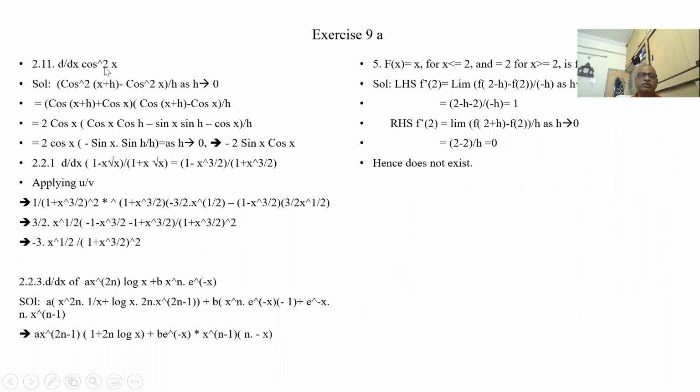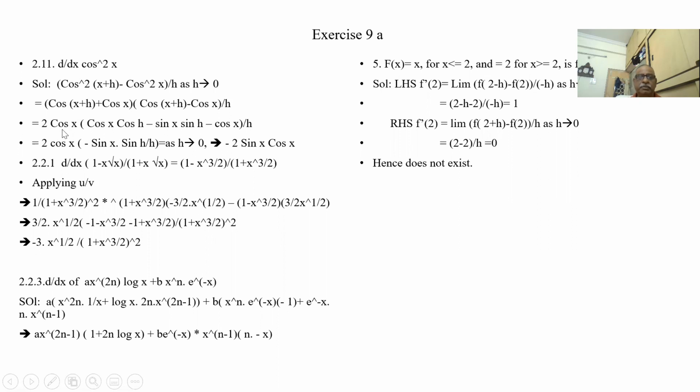So dy/dx of cos square x. So cos square(x+h) minus cos square x by h. This is a plus b into a minus b. So we know cos a plus cos b and this is cos a minus cos b. We are expanding this: cos a cos b minus sin a sin b, so cos x cos h minus sin x sin h. This is cos x cos h plus sin x sin h, and this is also minus sin h sin x.